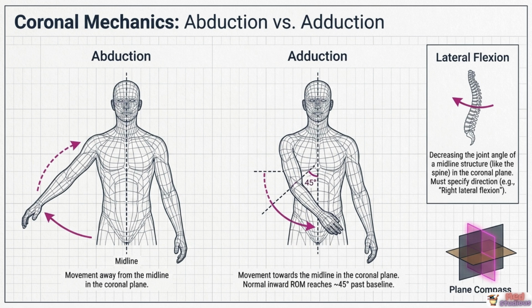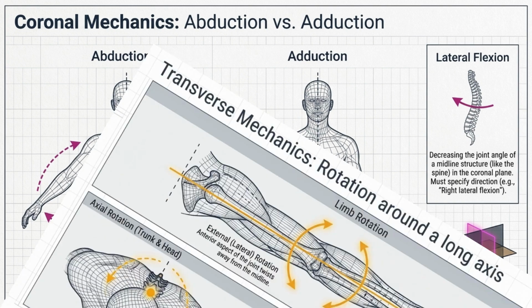Now, there is a special case for midline structures, like the spine. When the spine bends sideways, say tilting your head toward your right shoulder, that is called lateral flexion, and you must always specify the direction. You would say right lateral flexion, because the spine sits on the midline and cannot abduct or adduct in the traditional sense. This distinction matters enormously in clinical spinal assessments.